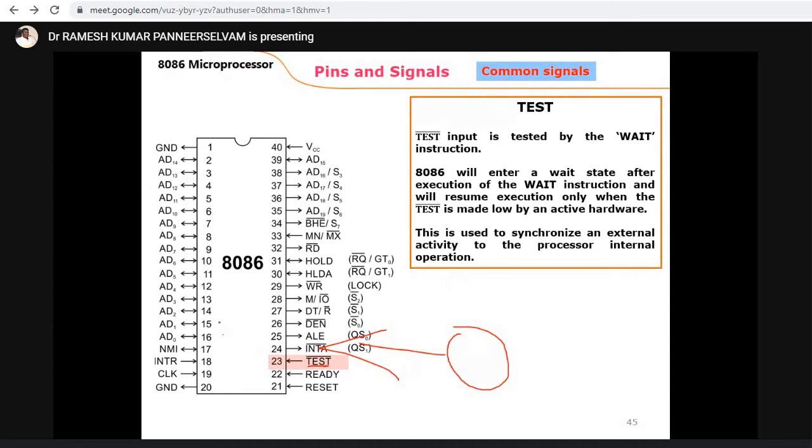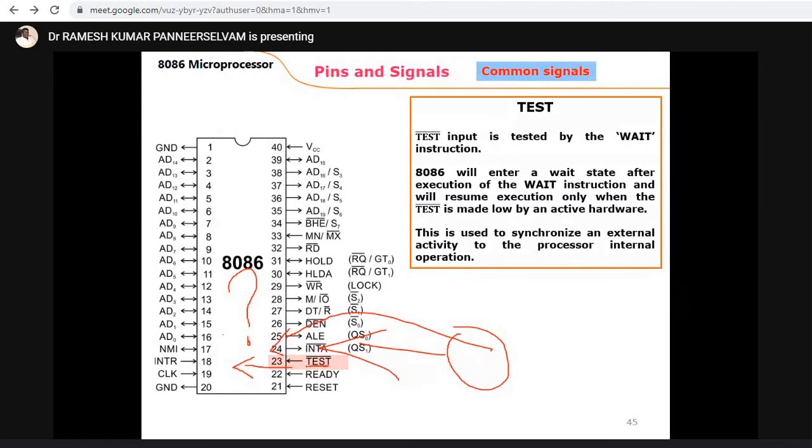So the status of this particular processor is tested through this test signal. The wait instruction will resume the execution only when the test is made low. When the signal is low, that indicates that the wait instruction is executed and the next instruction can start executing, or we can send the next packet or the next data to your processor. That is what the test is.